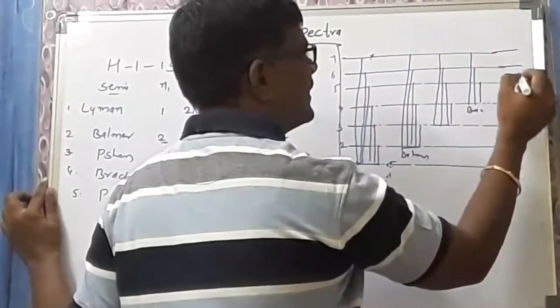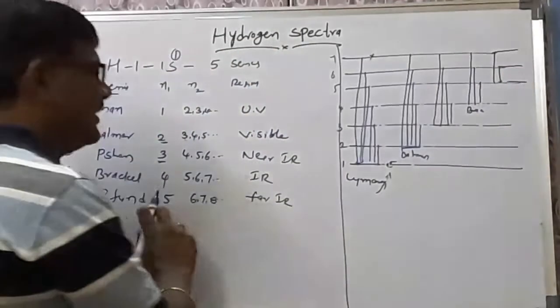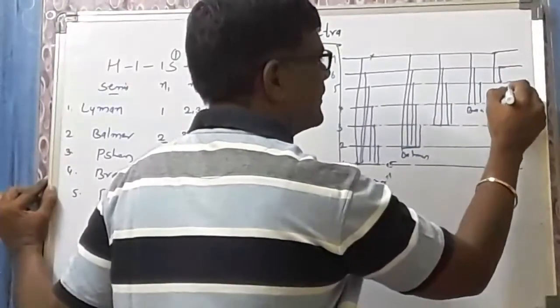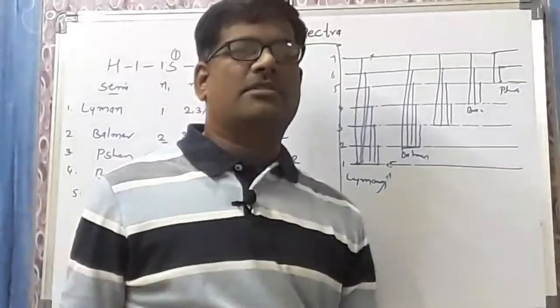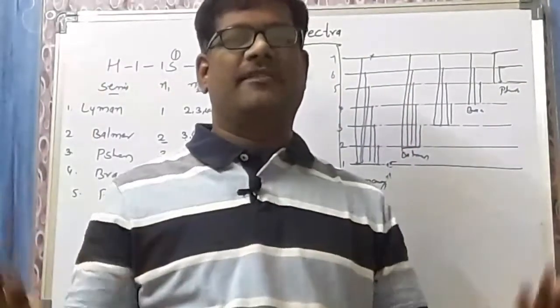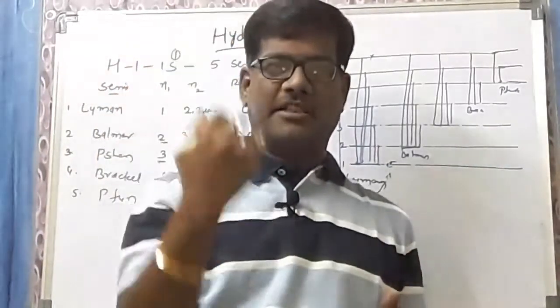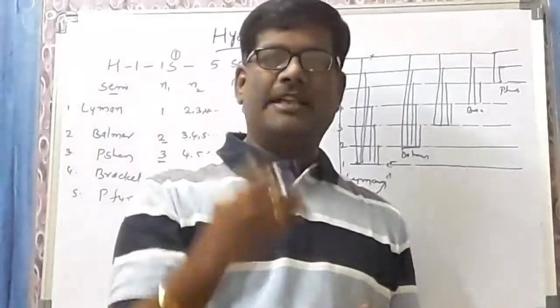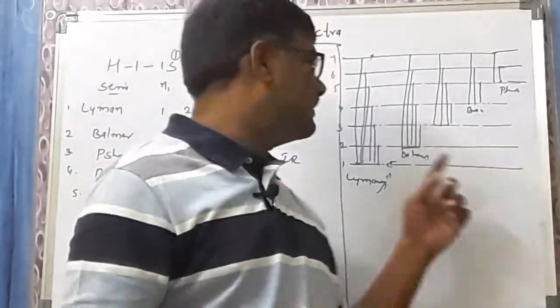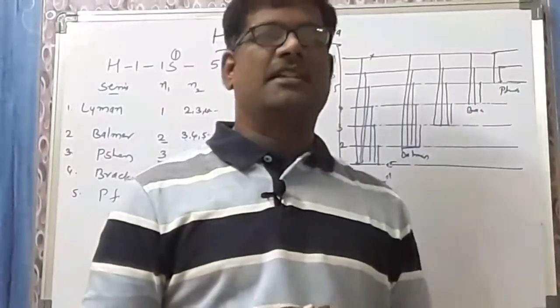Finally, the Pfund series. The electron jumps from any excited state to the fifth. Then it is called the Pfund series. So like this, the excited electron jumps from any excited state to different states, and we will get different spectral series. If the excited electron jumps from any excited state to the first, it is the Lyman series; if it enters into the second, it is called the Balmer series, then the Paschen series, Brackett series and Pfund series respectively.